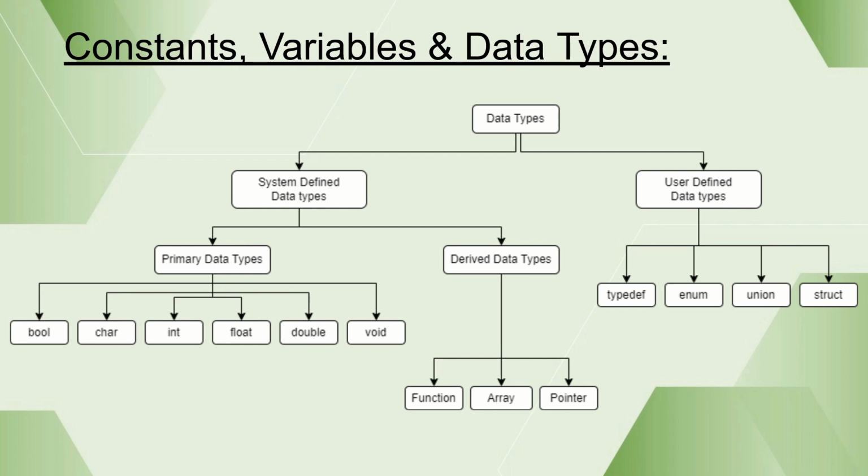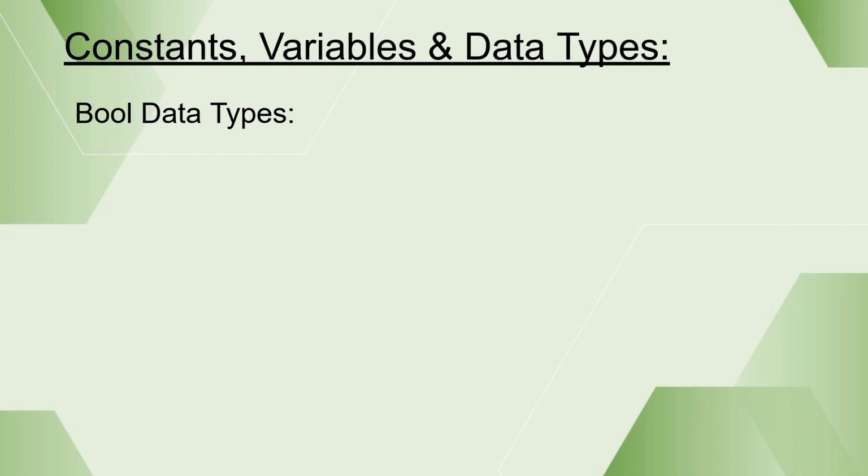What is the classification of the data types? One is system-defined data types, another is user-defined data types. In system-defined data types, there are 2 types: one is primary, one is derived. The primary data types are Boolean, character, integer, float, double, and void. In derived data types, these are functions, arrays, and pointers. In user-defined data types, these are classified into 4 categories: typedef, enum, union, and structure. Let's continue with the Boolean data type.